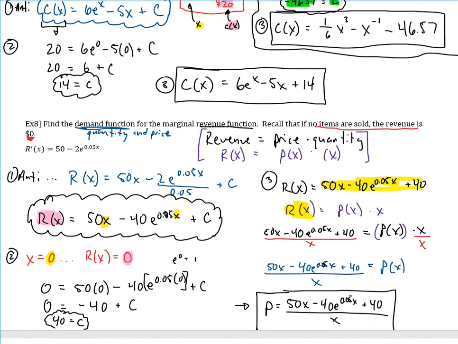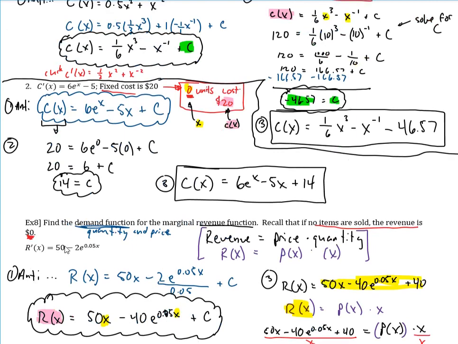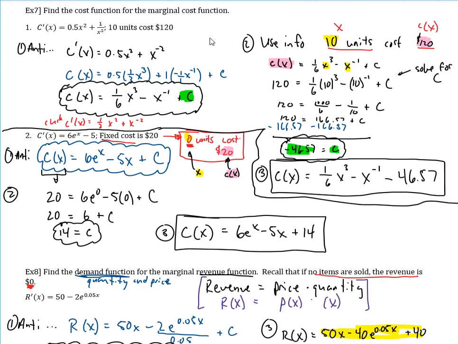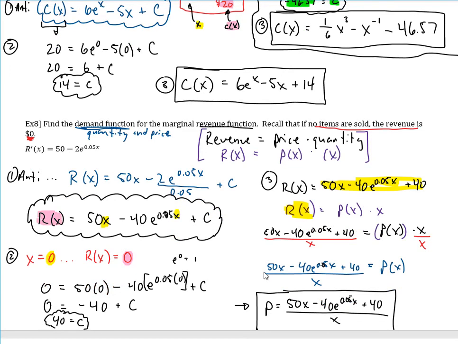Okay, but that's it. So this again is an initial value problem, which just means we're trying to solve for C. So whenever they give you some extra information with these types of problems, like the 10 units cost 120 or whatever, it just means you want to find that constant C eventually.